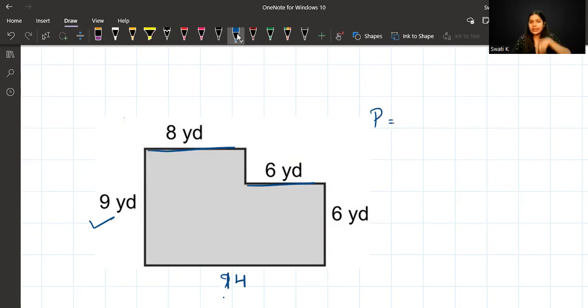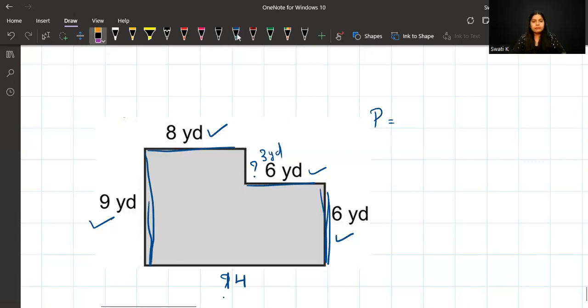YD here is the yard. And this is 6. This is 6. This one is not given. Let's figure it out. What is it? This is 8 yard. This is, of course, going to be, this is 9 and this is 6, right? So 9 minus 6 is 3. So this is going to be 3 yard. Okay, so I have 3 and 14. Let me erase this and let me just write down this properly. So 3 yard and 14 yard.